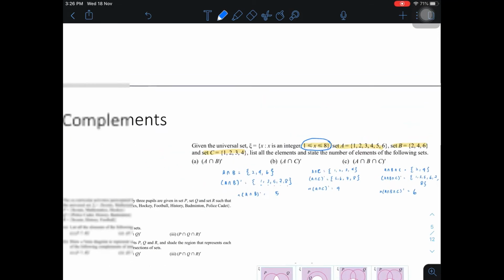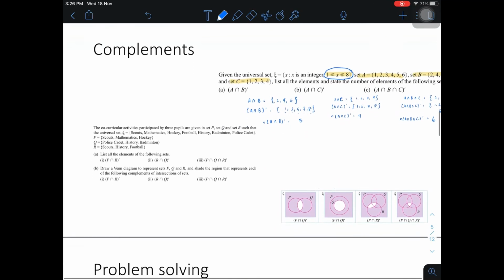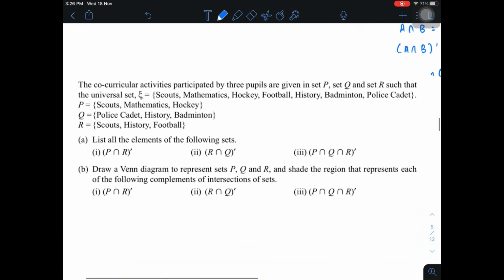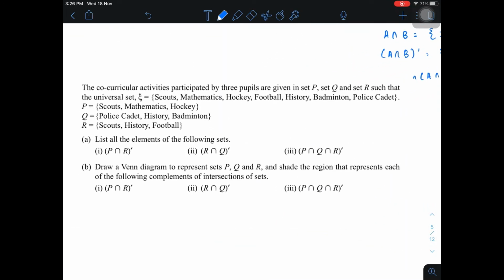It's quite ugly. Okay, so let's go try another question. This would be a little bit harder because it's not numbers anymore. It's strings and it's characters. So I'll make this slower. So we have the universal set, which is the Scouts. A lot of words. P would be this, and then Q and R, right?